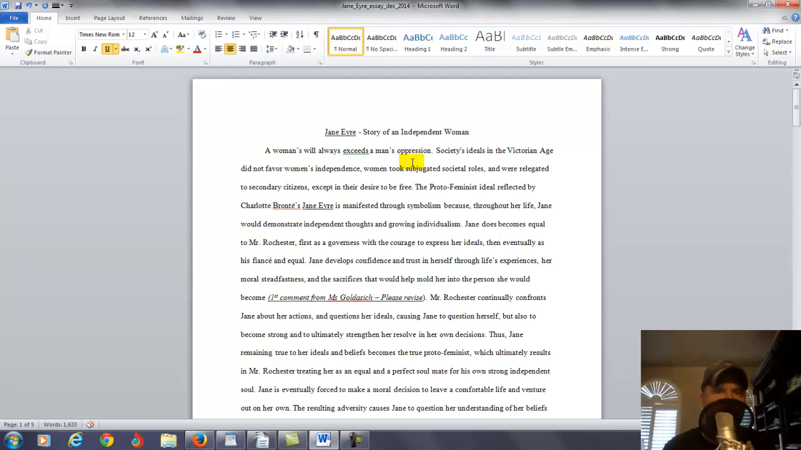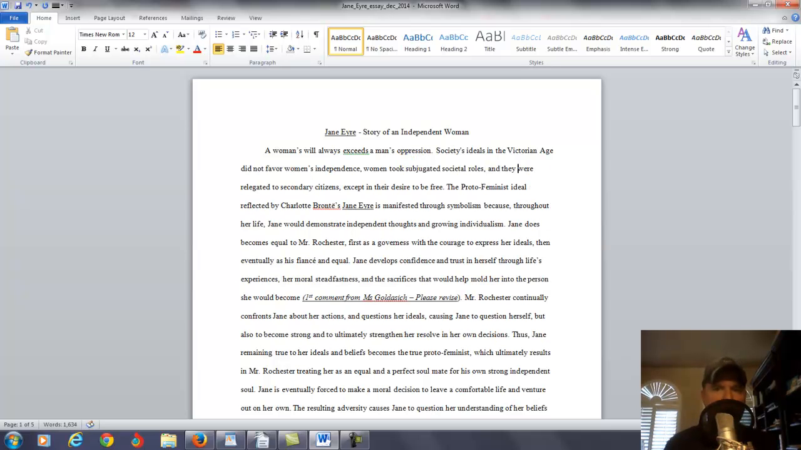Society's ideals in the Victorian age did not favor women's independence. Women took subjugated societal roles. And they. If you want to have good parallel structure here, you have a subject, society's ideals, you have women, and then they. So you're using the word and to join three different independent clauses together.